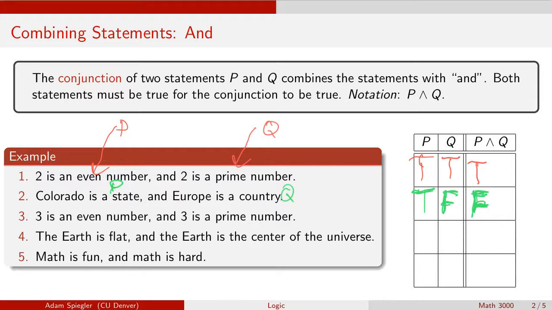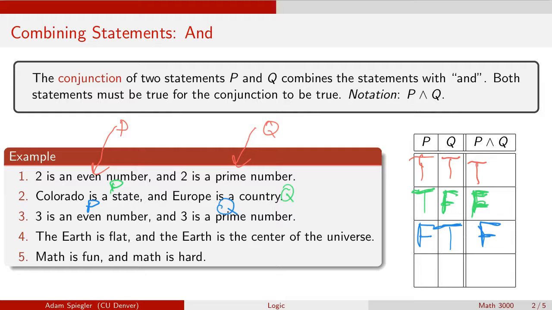In 3, we've got the first statement, which is saying 3 is an even number. And the second statement that's being joined is saying and 3 is a prime number. So in this case, statement P, 3 is an even number. That is false. 3 is a prime number. That is true. But again, if only one of them is true, that's not enough. We need both of them to be true in order for the conjunction to be true. So since one of these statements is false, that means overall this conjunction is false.